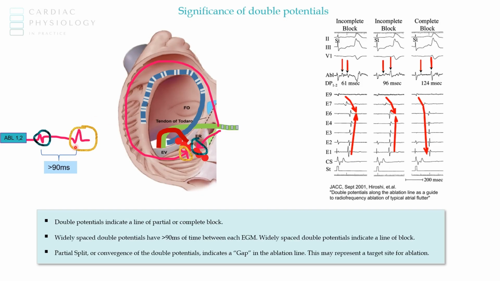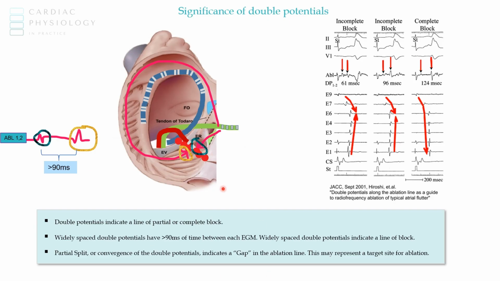So this is called a double potential, where we have an EGM here, which is an atrial signal, and then we have an EGM here, which is also an atrial signal, and then we have this isoelectric line in between. And if that isoelectric line is more than about 80 to 90 milliseconds, we can expect that this demonstrates a line of block. So widely spaced double potentials indicate a line of block, and it's for that reason.